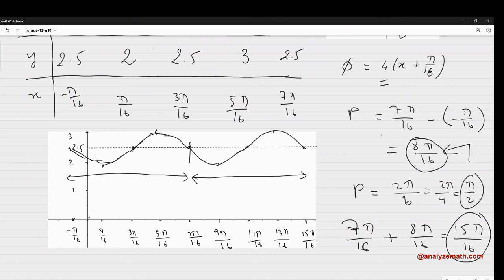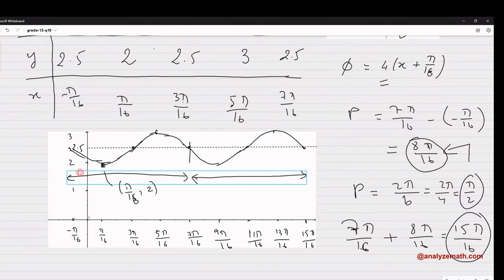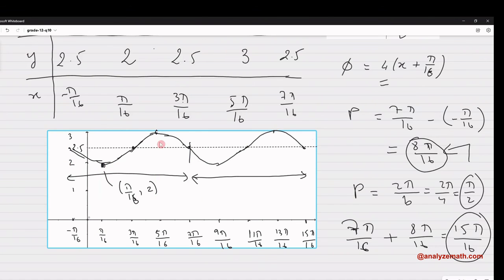We can go and label the points. For example, this minimum here is at x equals pi over 16, and the value of y is 2. We can label the maximum. The maximum here has x equal to 5 pi over 16, and y is 3. And we can label the other points as well.